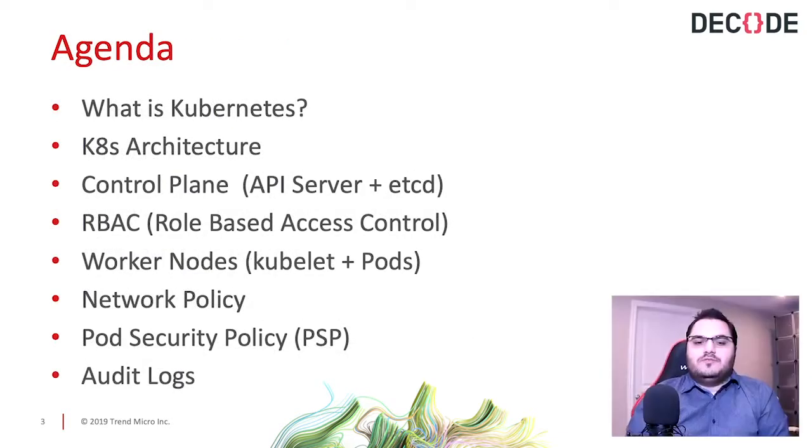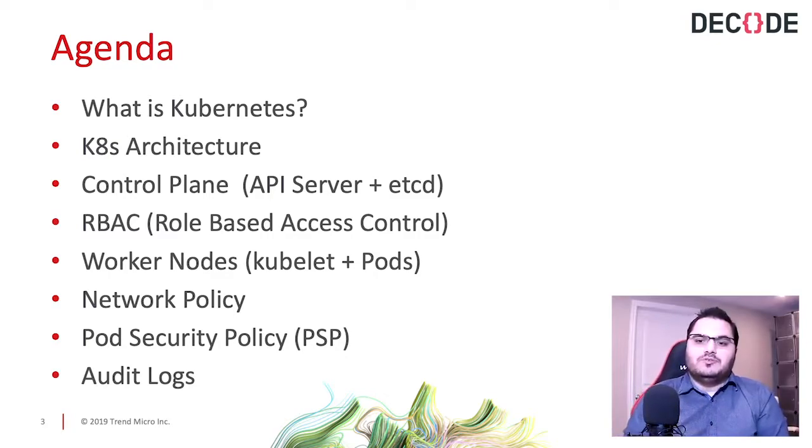So the agenda for today is basically to give you an overview of what Kubernetes is, how it works, what the Kubernetes architecture is, the different components that we have in your cluster and how they communicate with each other, right? Then we're going to go over some best practices, talking about the control plane, which is the main node, the master node, and a few components, the API server and the etcd.